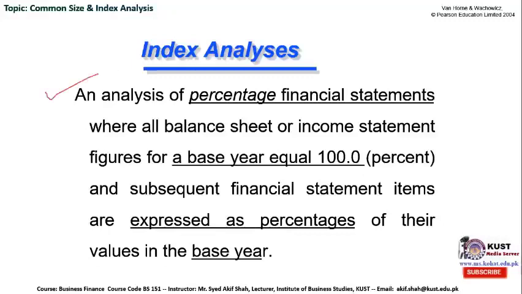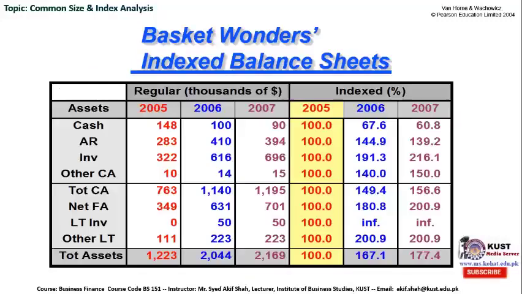How to do that? It is an analysis of percentage financial statements where all balance sheet items or income statement items figures for the base year which you have selected, you have to equal them to 100%, and then subsequent financial statement items are expressed as a percentage of their base values. How to do that? Let's take an example of the same company, Basket Wonder. So let's discuss what the index analysis is for the Basket Wonder's balance sheet.